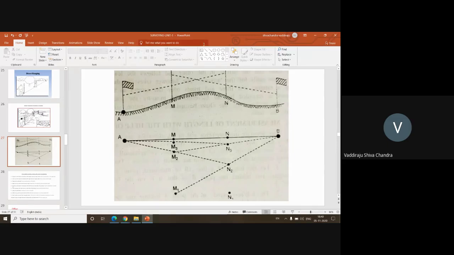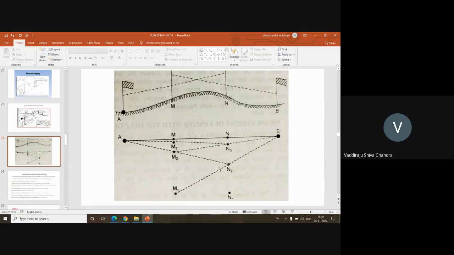So in this scenario, the person at A is not able to see the ranging rod at B. Vice versa, the person standing at B is not able to see A. So I have selected 2 points, M and N, from where I am able to see all the points.